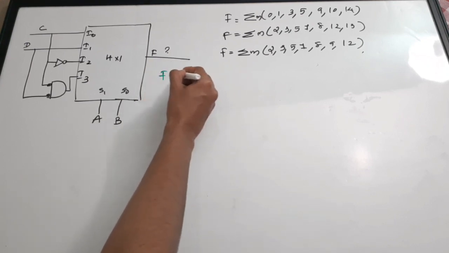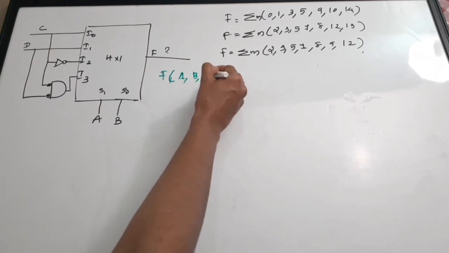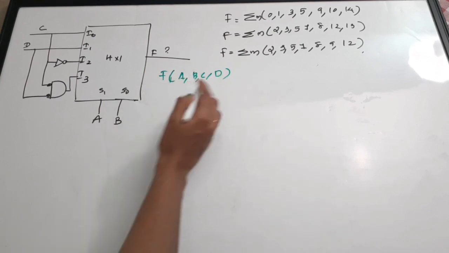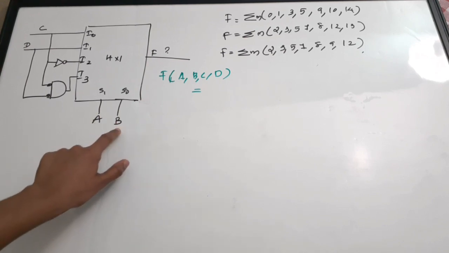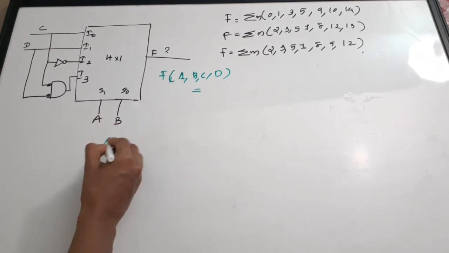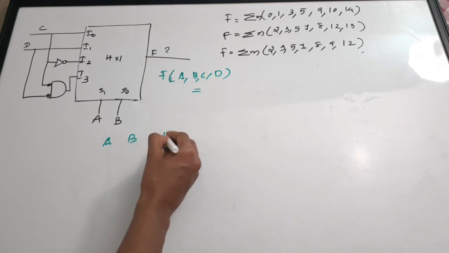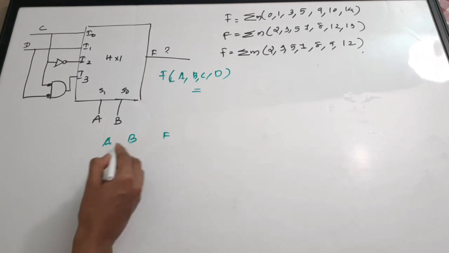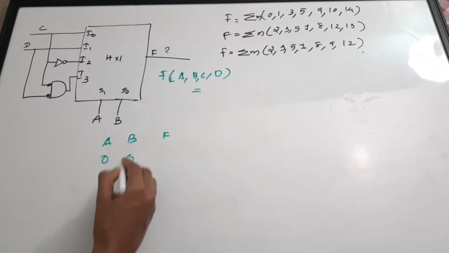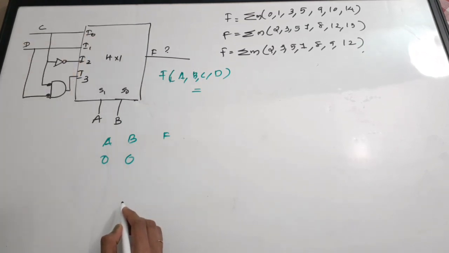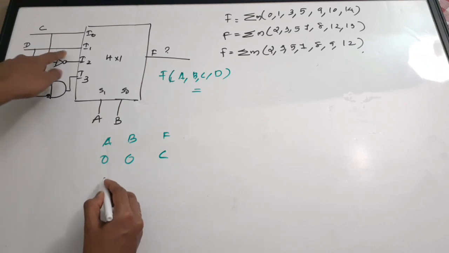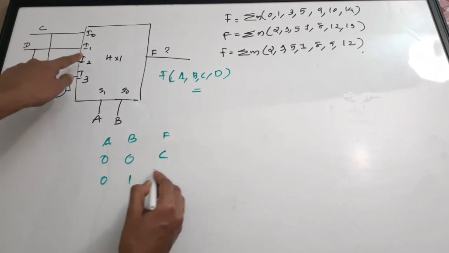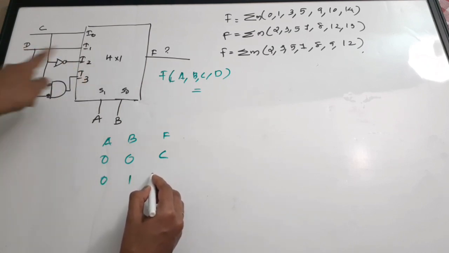F equal to, or f of a, b, c, d. What is the function f of a, b, c, d? We'll write the truth table: A, B and F. When A and B are 0, your I0 is getting selected and it is C. Then when 0, 1, it is D. Directly D is connected.